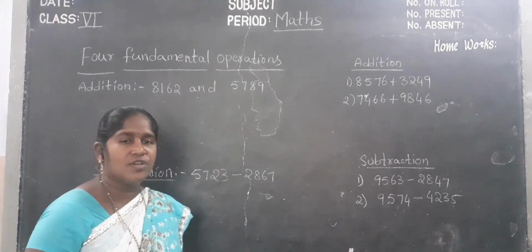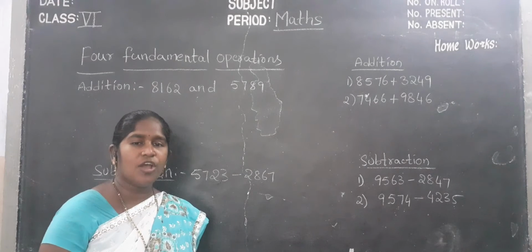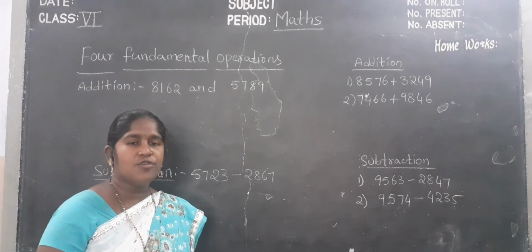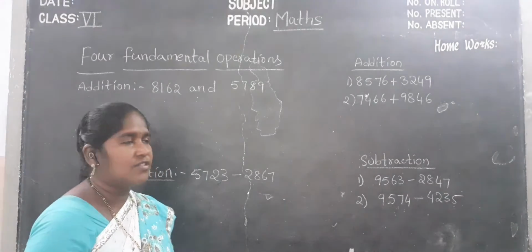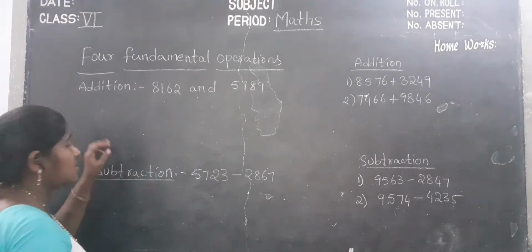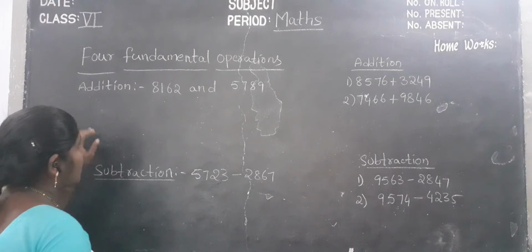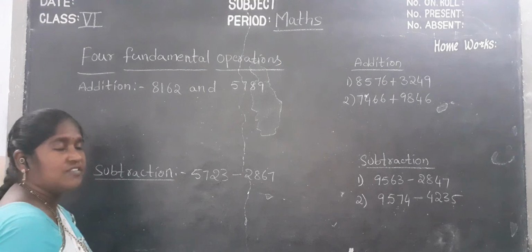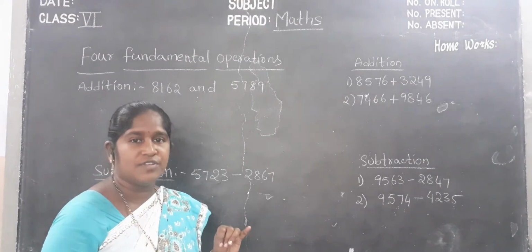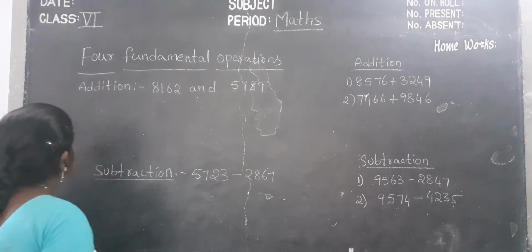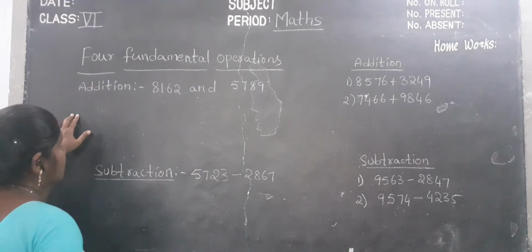Children, in the last class we learned how to write rounding of numbers to the nearest tens, nearest hundreds and nearest thousands. Today we are seeing four fundamental operations. Four fundamental operations means addition, subtraction, multiplication and division. So we will see the four fundamental operations, children.